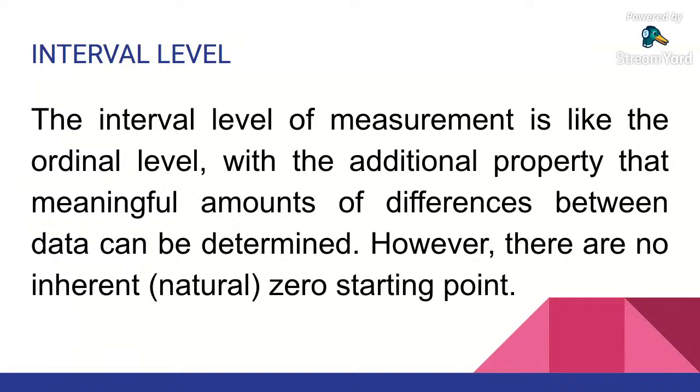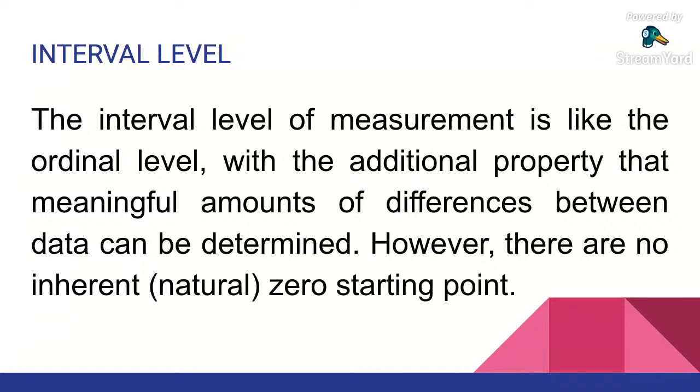So, another example would be year. Example, years like 1943, 1721, 1521, 1669. When we talk about year, wala tayong zero starting point, because 0 year does not mean that there is no year, the absence of year. That's why we have the BC and AC also. So I hope that's clear.